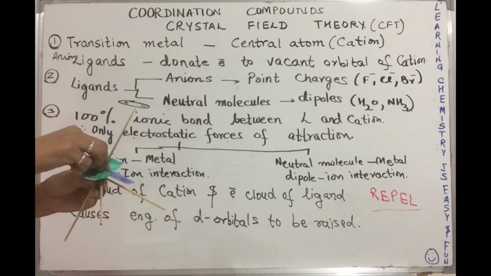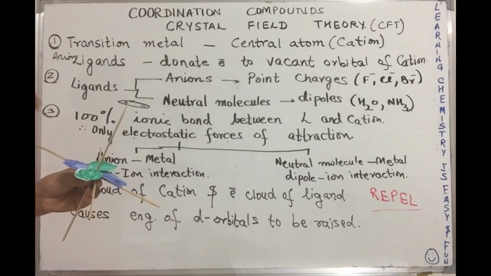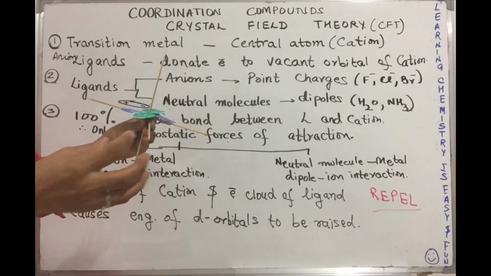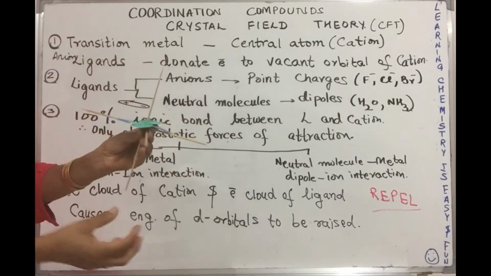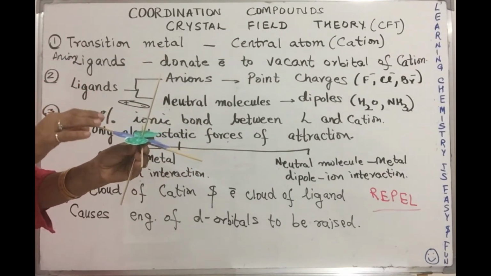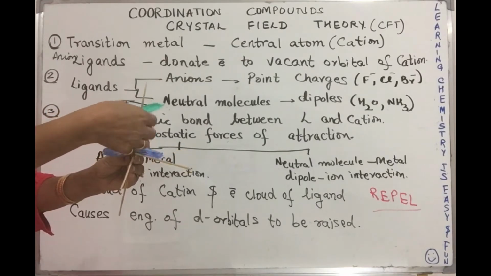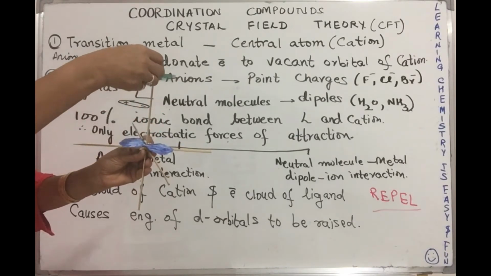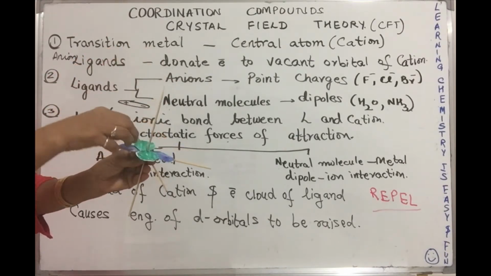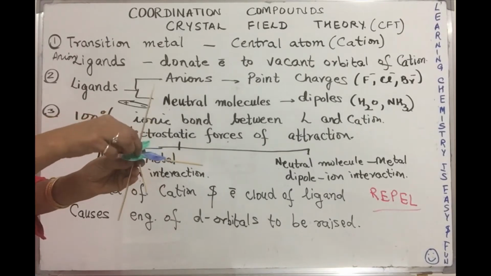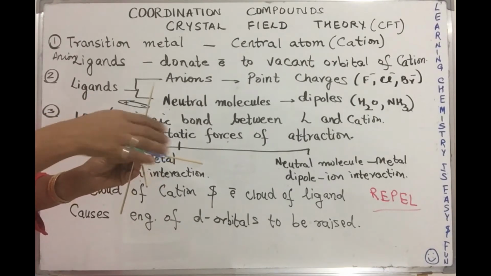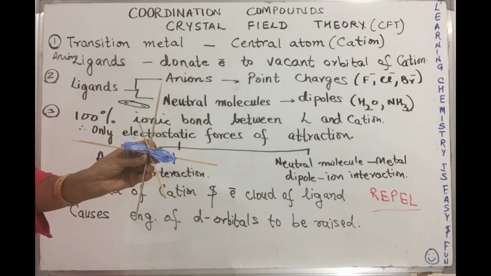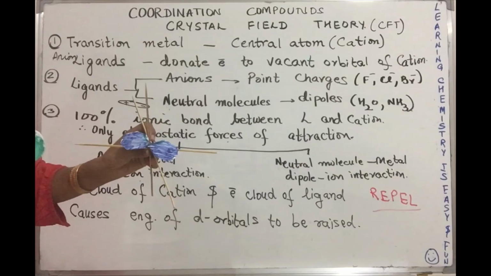Now in an octahedral complex, the ligands are approaching along the axis. When they approach along the axis, it is the energy of the dz2 and the dx2y2 orbitals which gets raised much more than that of the dxy, dyz and dxz orbitals.